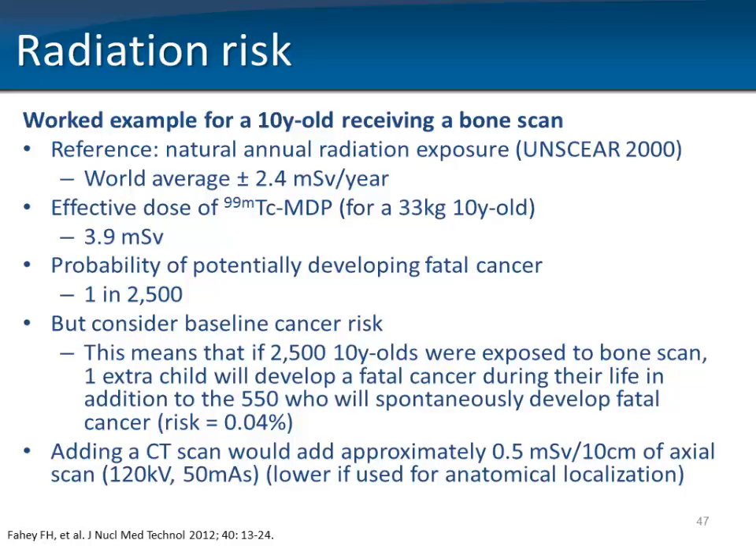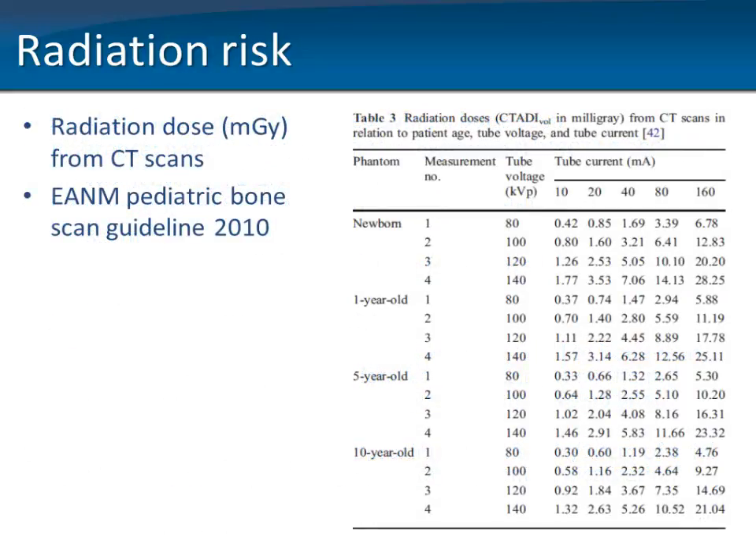However, remember, if you add CT scans, and these are data for diagnostic quality CT scans, you approximately add half a millisievert for every 10 centimeters scanned, which is of course also a function of the region, but just to keep matters simple. The EANM Pediatric Bone Scan Guideline contains a very useful table, in which you can see the CTDI volume coefficients for a number of tube current and tube voltage settings according to the age, so that you can benchmark your own results with this table.